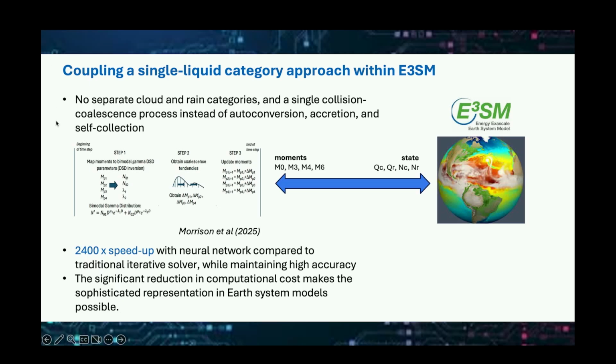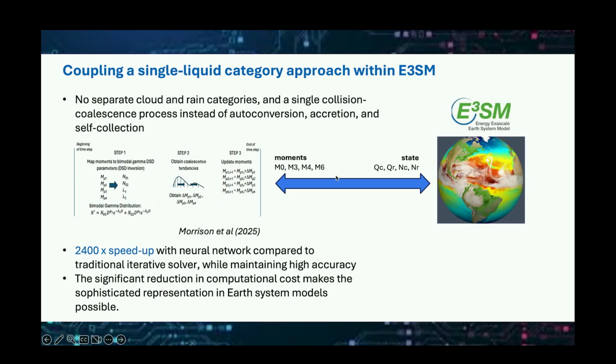So we first try to use a neural network to replace the iterative solver, and that gives us a 2,400 times speed up in that calculation. So this makes that implementation in an Earth system model possible. And then we took another approach, which is to bypass the entire beam kernel collision coalescence solver, and just directly use a neural network to predict the moment tendencies.